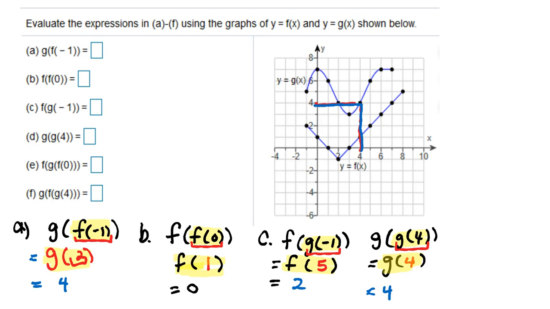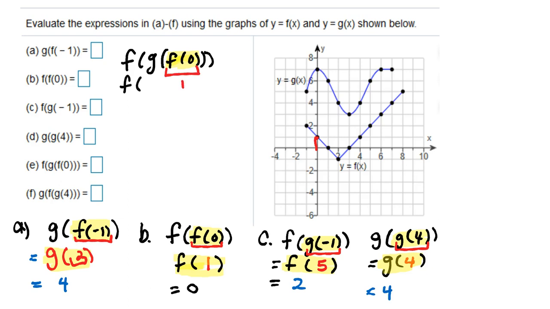Let's try the next one. The next one is, I'll write it up here. F of g of f of 0. So we're going to start off with f of 0. So I want to start with an x value of 0, go up to the graph of f, and that gets me to a y value of 1. So f of 0 is 1.